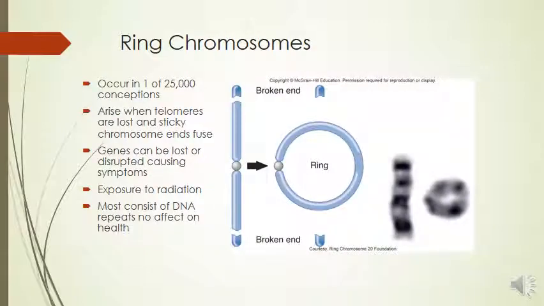Chromosomes shaped like rings form in one of 25,000 conceptions. Ring chromosomes may arise when telomeres are lost, leaving sticky ends that adhere. They can be caused by exposure to radiation, and any chromosome can form a ring. Most ring chromosomes consist of DNA repeats and do not affect health. And here you can see in this diagram how a ring can form.